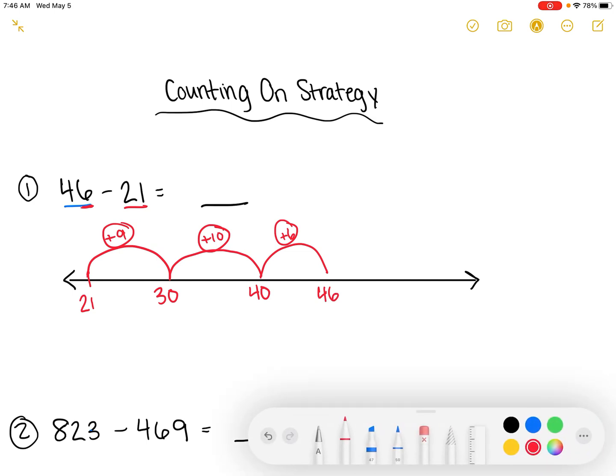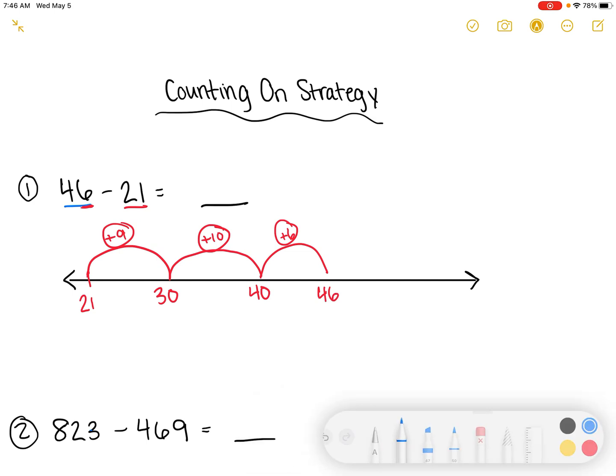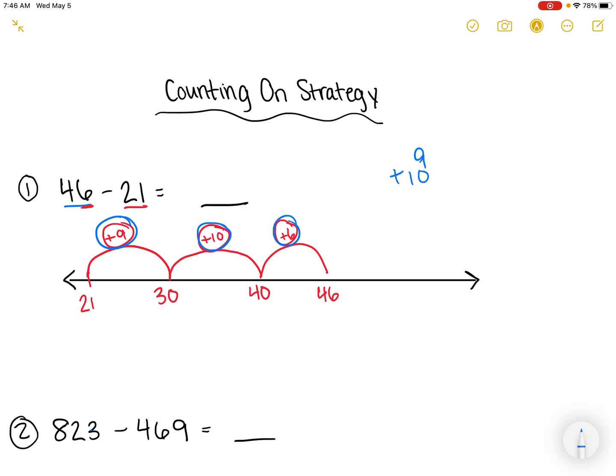So now what I need to do to get my answer to the problem is add all these numbers together. So 9, 10, and 6. So 9 plus 10 plus 6. 9 plus 6 is 15. 1 plus 1 is 2. So my answer is 25.